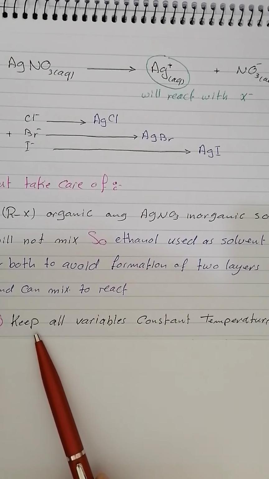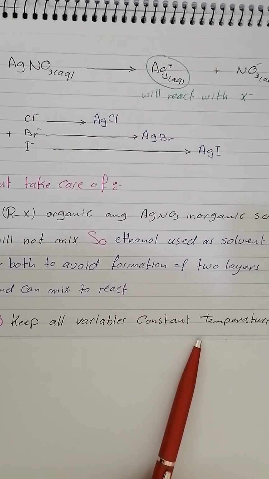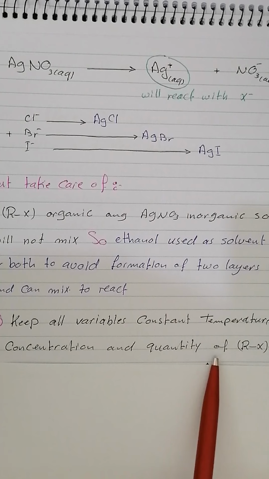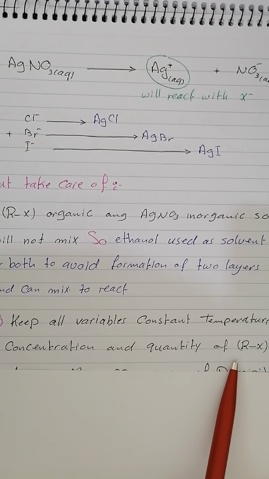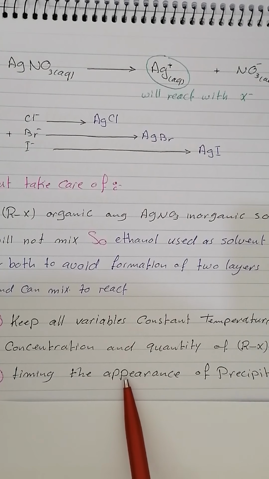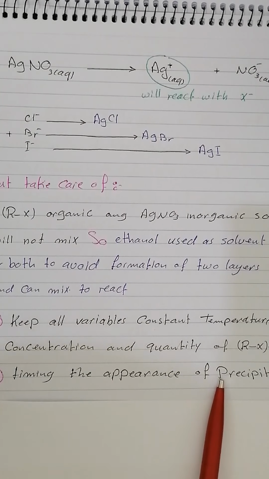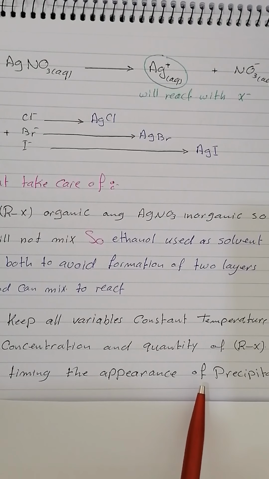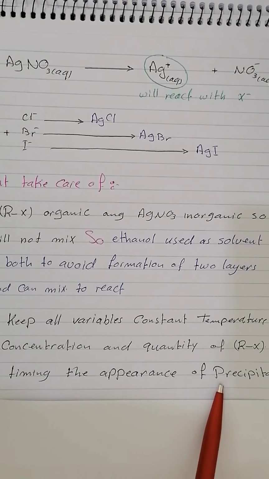Now we need to keep all other variables constant in this reaction. Keep temperature constant, concentration constant, and the quantity of halogenoalkane which is added, we need to keep it constant. And another thing is the timing of appearance of the precipitate. In this experiment we can study the reaction in two ways. The first way is to measure the time till the precipitate starts to form, or the time till a specific sign disappears.